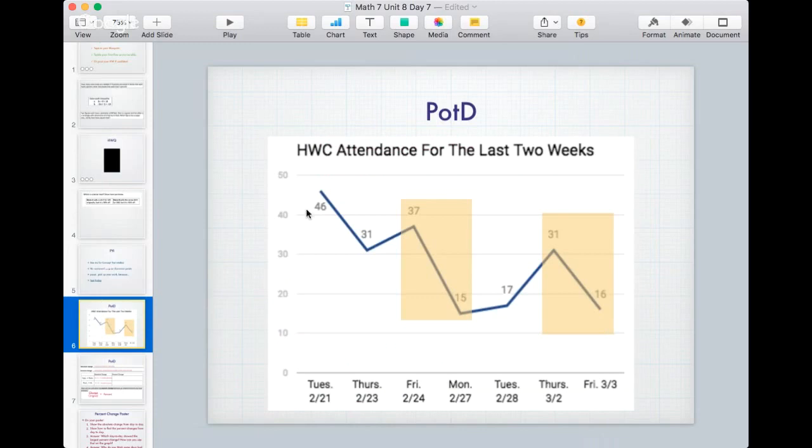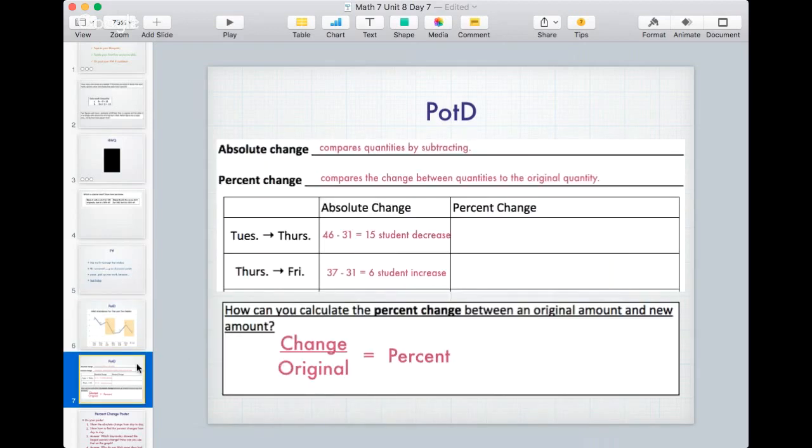Looking at that first Tuesday to Thursday, we dropped 15, but we started at 46. So I want to know what percent of this original 46 did we drop to get down to 31 students? It ends up being very much like a part to whole equals percent problem. You have the change is your part, the original is your whole, and the percent out of 100 is what you would have as your percent comparison.